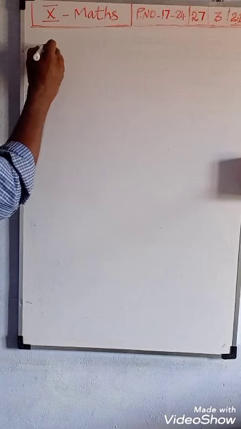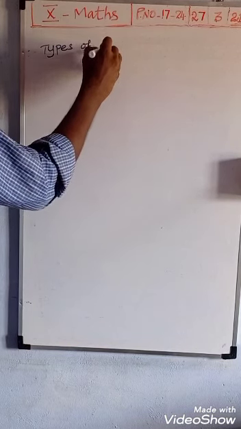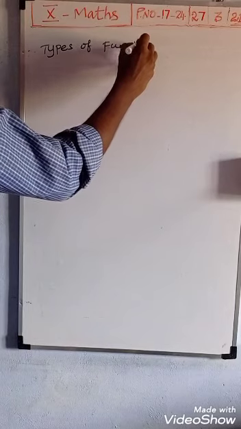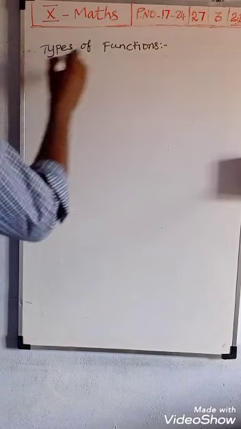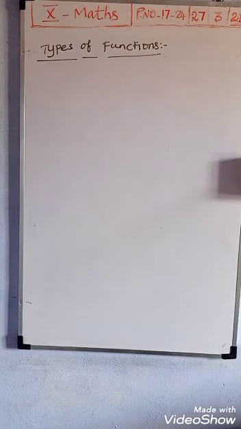Today we are going to see types of functions. In earlier classes we already discussed functions. What is a function? Every domain element has a unique image in the codomain. It is called a function. In that, some types are there, and those types we are going to see.